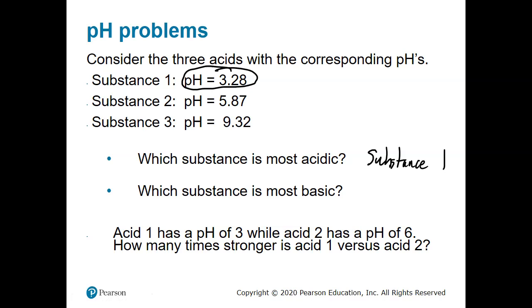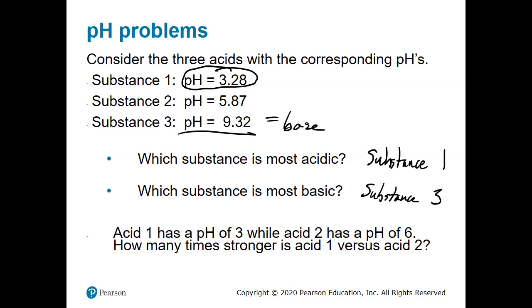Which of these substances is the most basic? That's exactly the opposite argument. It's going to be substance 3. In fact, substance 3 is giving us a basic pH. We would consider substance 3 to be basic. Anything above 7, we consider basic. The closer it is to 14, the more basic it is.